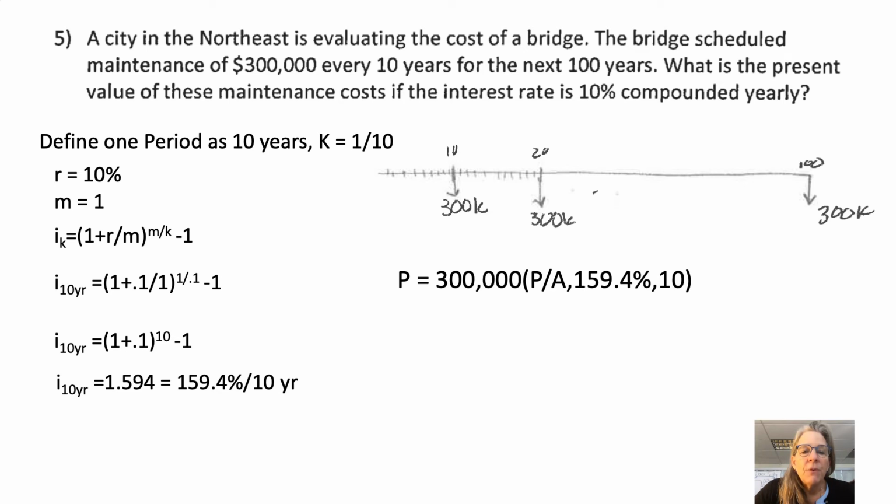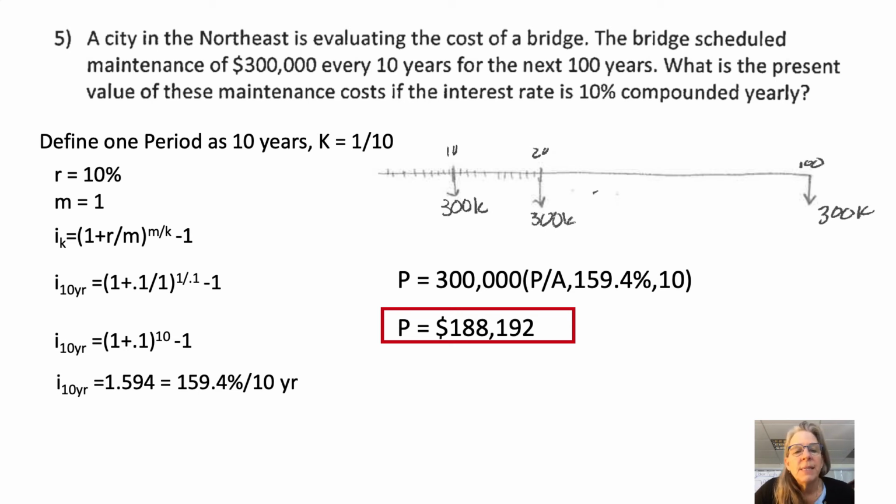If I have $300,000 every 10 years for 10 periods, that means I have ten 10-year periods. That's why the N is 10, and I have 159.4%. Now, obviously, there's not a table for 159.4, so I have to use the equation, but it ends up to be 188,192.